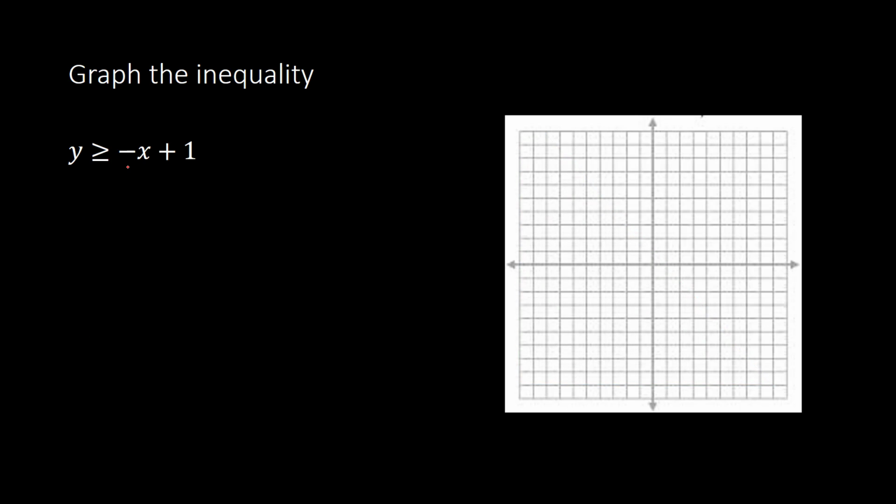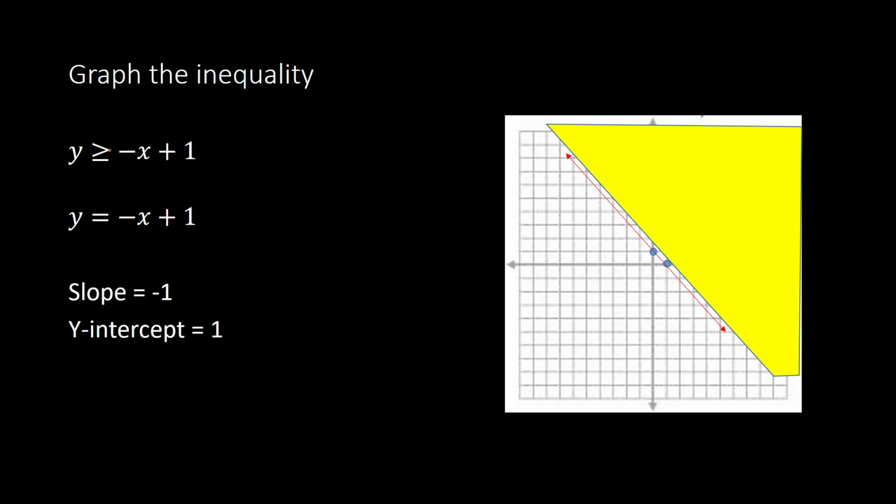And then if it was greater than or equal to, same inequality, just the symbol is changed. So the line will still be the same. Notice it's a solid line because of the equal sign as part of the inequality. And then the greater than means I'm going to shade in above that line. So my graph would look like this.